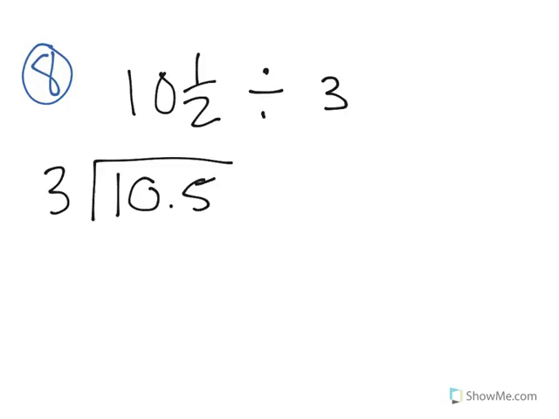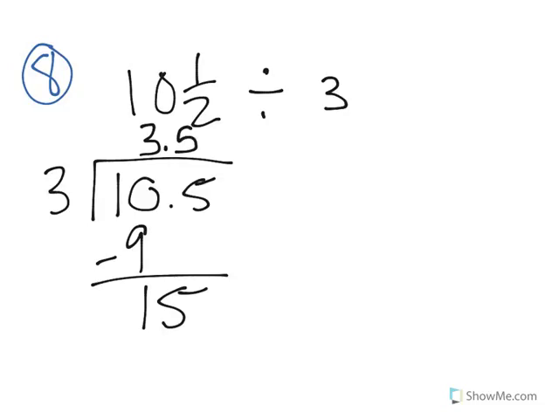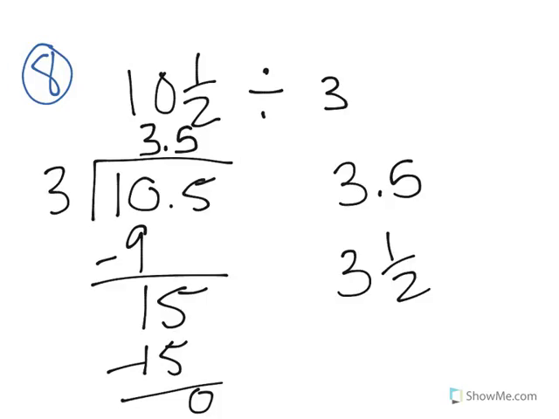3 does not go into 1, but it goes into 10, and it goes into 10 3 times. 3 times 3 is 9, leaves you with a remainder of 1. Bring down the 5. 3 goes into 15 5 times. Don't forget to move the decimal up. 3 times 5 is 15, leaves you with a remainder of 0. So he can cut 3 1/2 meters long pieces of wood. This also translates into 3 1/2, which, if you look, is answer choice B.